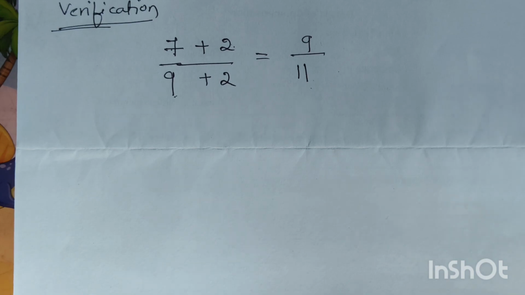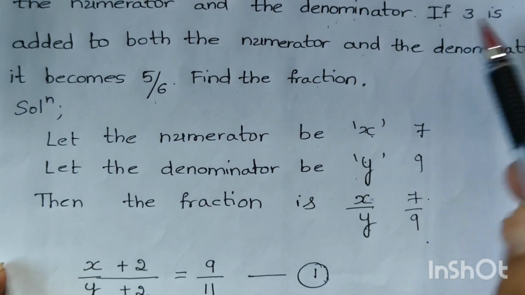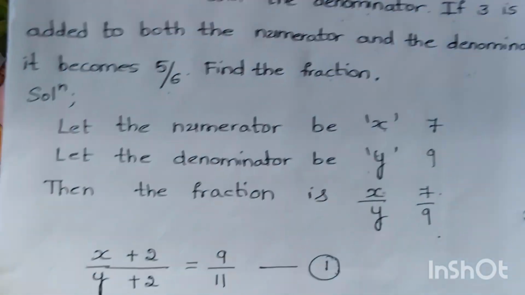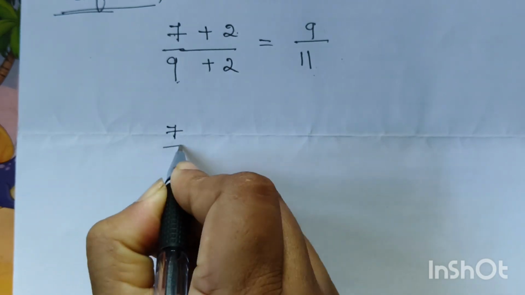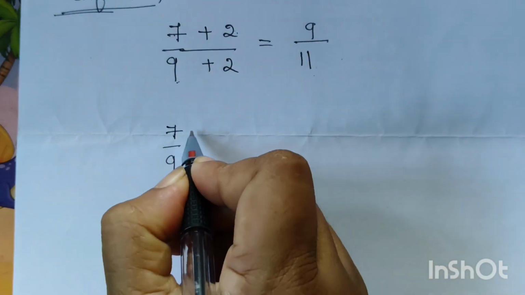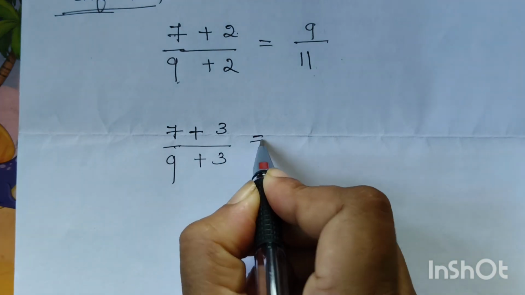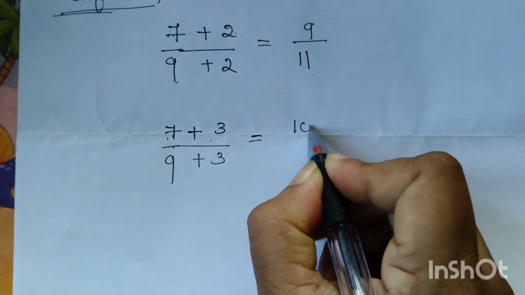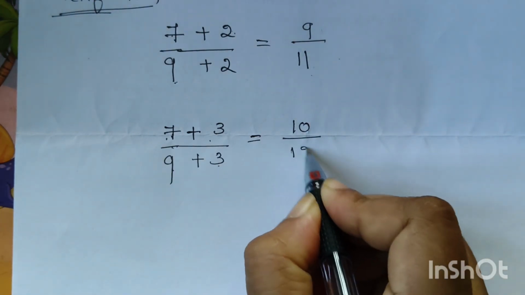And what did they tell us in the second sentence? If 3 is added to both the numerator and the denominator, we will get 5 by 6. Let us check. We know that the fraction is 7 by 9. And let us add 3 to the numerator and to the denominator. Then 7 plus 3 is what? 10. 9 plus 3 is 12.